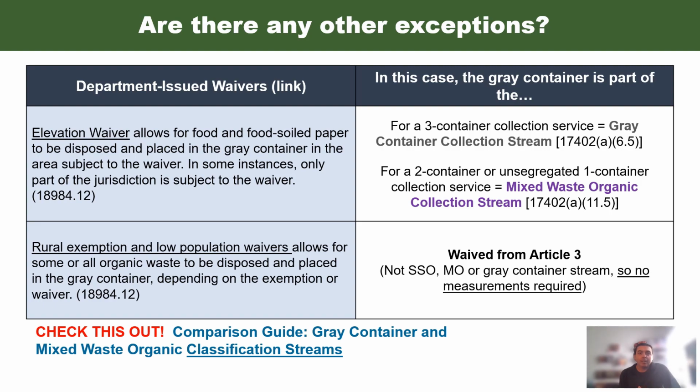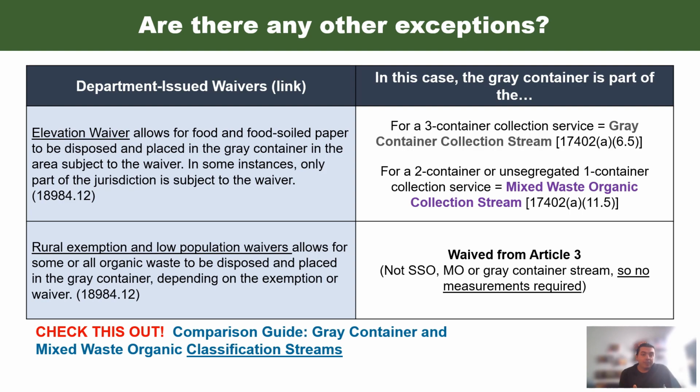The last thing we wanted to cover before we move on to the next section has to do with whether there are any exceptions to those requirements we discussed. Department-issued waivers may actually have an impact on the waste classifications of some of those streams. So we do recommend becoming very familiar with your facilities, understanding what waste streams are coming in, and whether they are being received from any jurisdictions with these waivers in place.